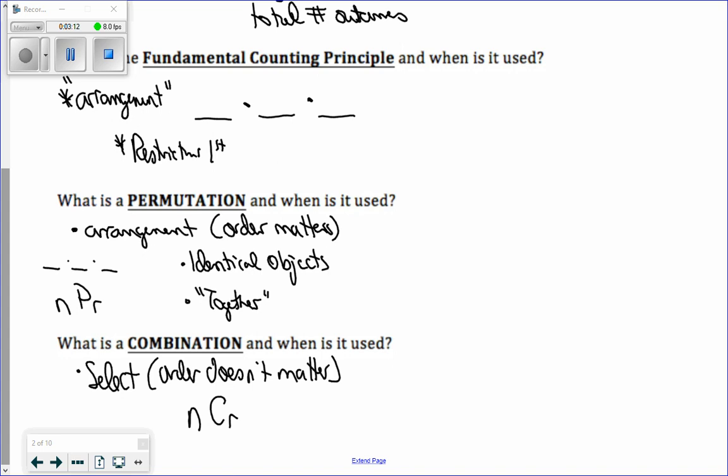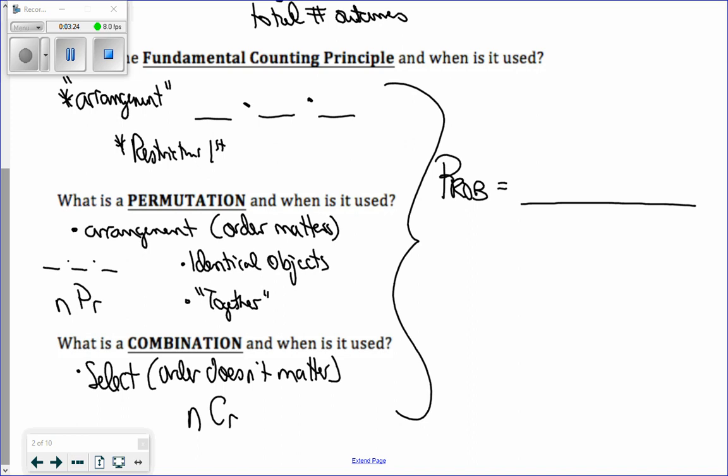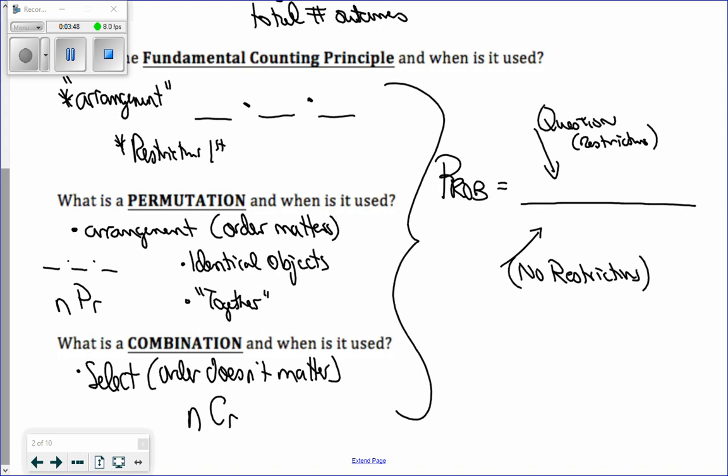So what's going to happen here when we bring all this stuff together for probability? The number on the top is going to be what the question is asking of you, or in other words, the restrictions. The denominator will be no restrictions. So it's everything that you want to have happen over everything that could happen.